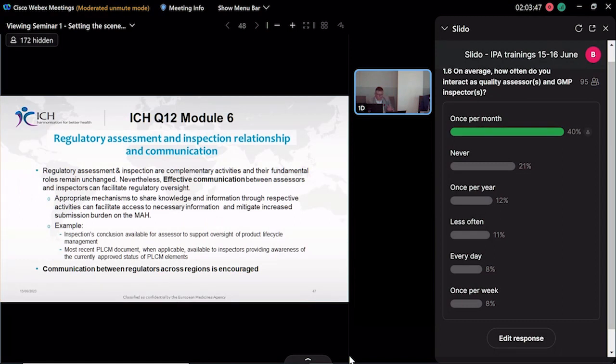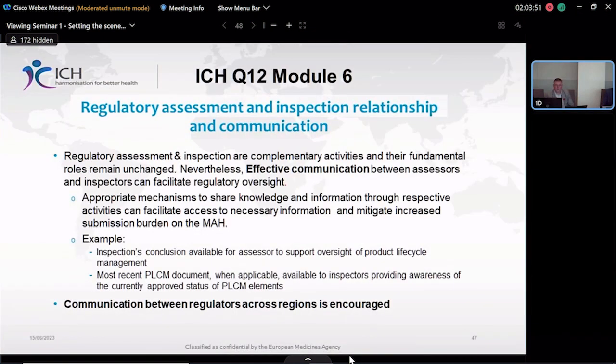And this is the message I want to give. Assessment and inspection are complementary activities. Although their fundamental roles are different, effective communication between assessors and inspectors can facilitate regulatory oversight. So we need to have appropriate mechanisms to share knowledge and information of our respective activities, because this can mitigate increased submission burden.